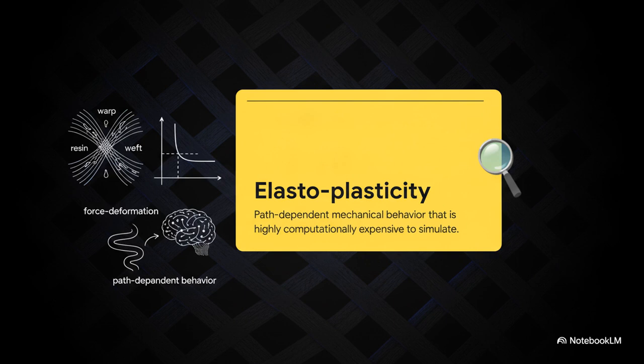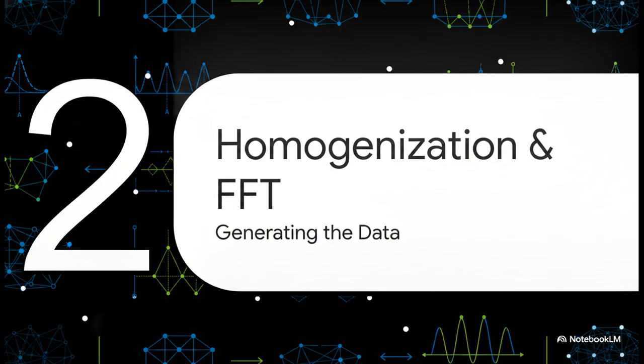And simulating this path-dependent plasticity using traditional finite element analysis, it is so computationally expensive. It simply takes way too long to be practical for fast-paced engineering. So we need neural networks to act as rapid stand-ins, or surrogates. But that brings us back to the main problem. How do we get enough data to teach the neural network the physics without running those insanely expensive simulations for years? Moving right along to Section 2, two-step homogenization and FFT, generating the data.